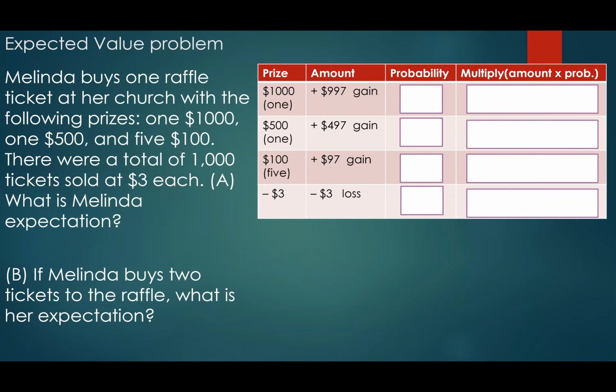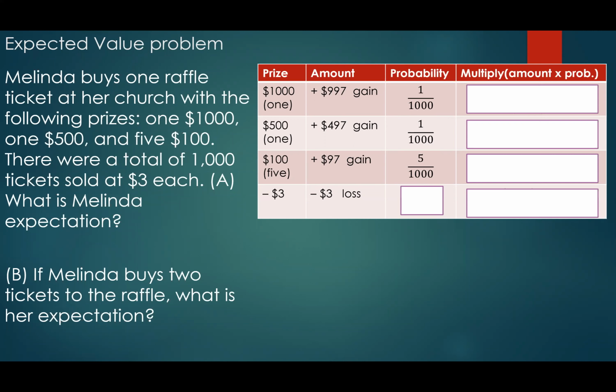Now, let's take a look at the probability of winning this 1,000 prize, but gaining only 997, right? What is the probability of you winning this prize of $1,000? Do you agree that there's only one ticket that can win the first prize, which is 1 out of 1,000? And there's only one ticket that can win the 500. And there are 5 tickets that can win the 100 consolation prize, right?